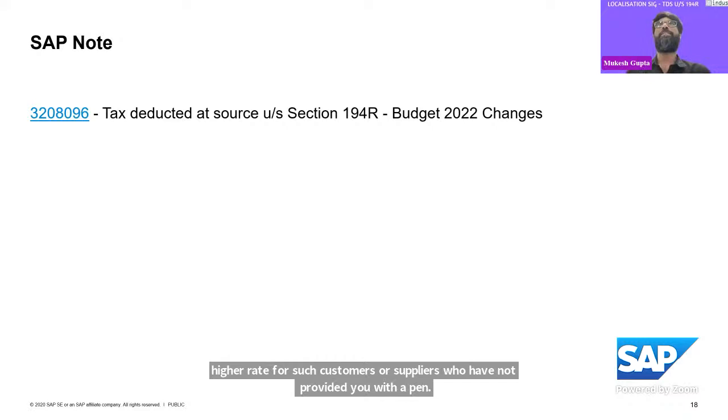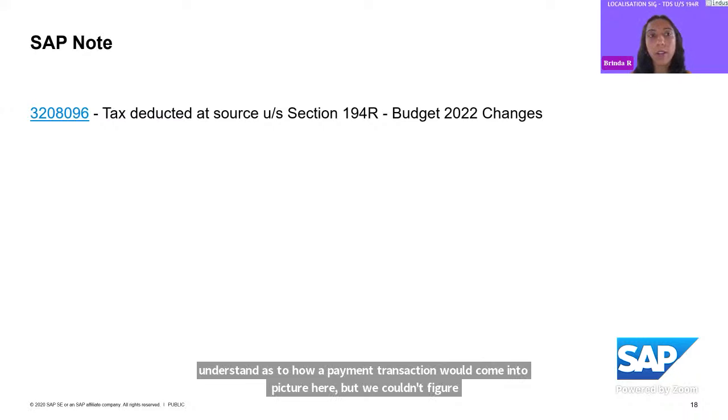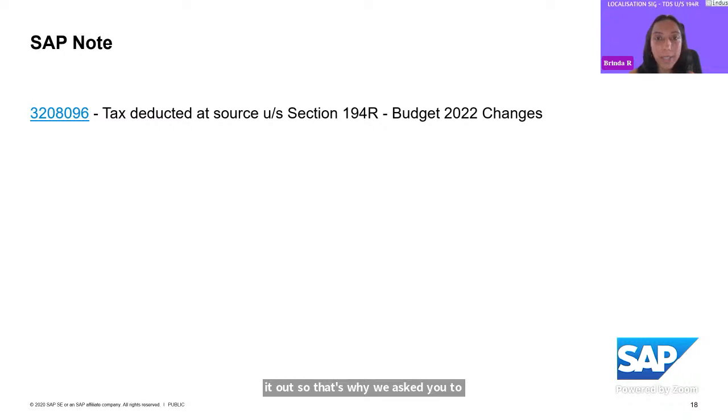Sandeep Gupta just says incoming payments. No, I mean, like I said, for payments, ideally it is not required. When we were looking at the benefits or perquisites part here, we also tried to understand how a payment or transaction would come into the picture, but we couldn't figure it out. That's why we've asked you to create the tax type and tax codes at invoice level only, because through this transaction, the invoice-time tax type and tax code is sufficient to handle 194R. Payment-time tax type and tax code is not required. Okay.